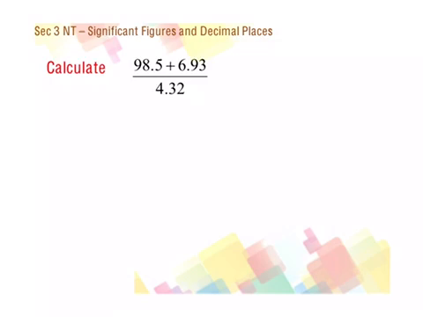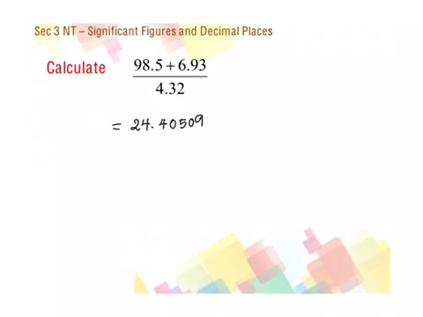Next one. Calculate the following. The question already says calculate, so we are going to key this directly into our calculator. Without further ado, we will be able to get the answer. 9.85 plus 6.93 over 4.32, and changing it to decimal form, you'll get this number, 24.40509259, which is what is shown in the calculator.